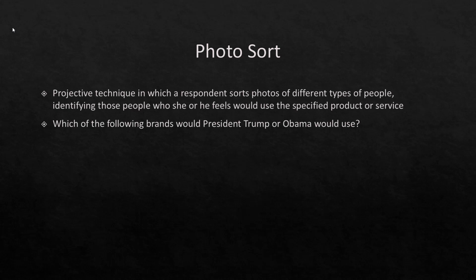And then all those brands have some attributes similar to President Trump or President Obama. Obviously today we have President Trump and President Biden. You could ask what type of vacation they would enjoy, whether golf or maybe a cruise. You can use those photos to try to distinguish one presidential brand from another.